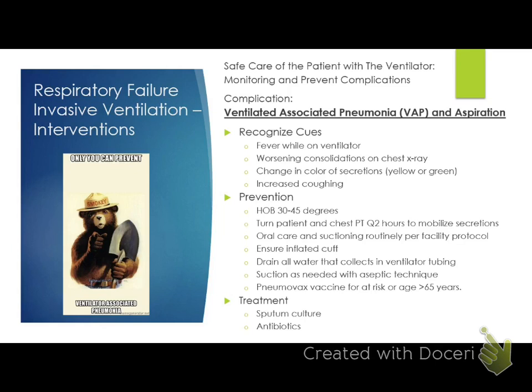So what we do is we prevent them. Now, you can recognize it, well, it's a fever while on a ventilator. They're looking like they're getting pneumonia on chest x-rays. Their secretions go from being white or tan to yellow or green. But we're going to try to prevent it. They need to have their head of the bed up 35 degrees if they can take, or more if they can take it, 30 to 45 degrees.